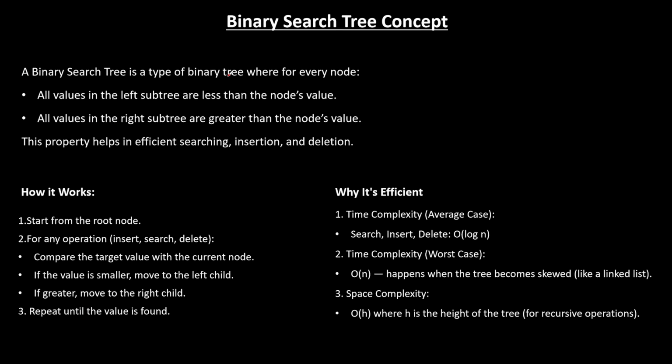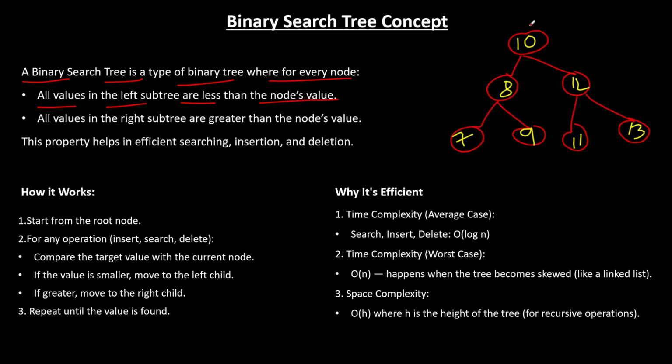Before going into the further slide, let's understand what a binary search tree is. If you already know about binary search trees, you can skip this part and move forward. Otherwise, please stay in. A binary search tree is a type of binary tree where all the values in the left subtree are less than the node's value. For example, let this be a binary tree. We know the concept of a binary tree, but here if you can see, all the values in the right subtree are greater than the node's value.